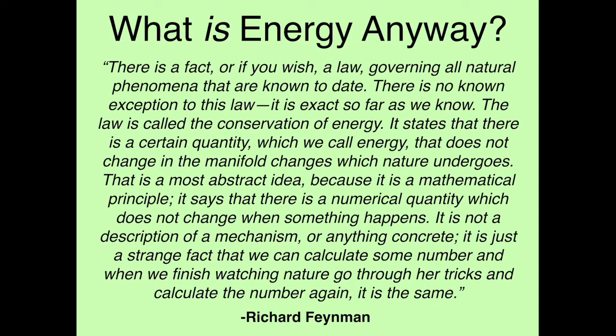And what Richard Feynman has to say about energy is this: there is a fact, or if you wish, a law governing all natural phenomena that are known to date. There is no known exception to this law. It is exact as far as we know. The law is called the conservation of energy. It states that there is a certain quantity, which we call energy, that does not change in the manifold changes which nature undergoes. That is a most abstract idea because it is a mathematical principle. It says that there is a numerical quantity which does not change when something happens. It is not a description of a mechanism or anything concrete. It is just a strange fact that when we can calculate some number, and when we finish watching nature go through her tricks and calculate the number again, it is the same.